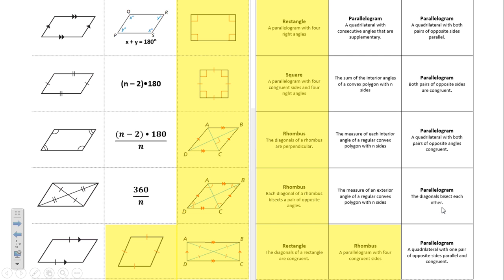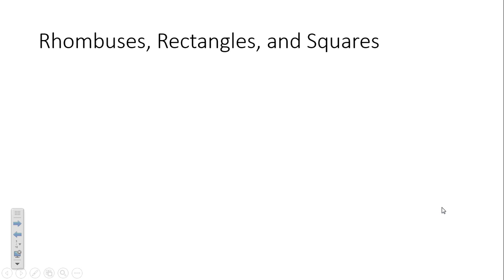All right, so today we're going to talk about these figures. And we're going to start in the middle column at the very bottom, and we're going to fill this out. So, rhombuses, rectangles, and squares. We're going to get them all actually in here.